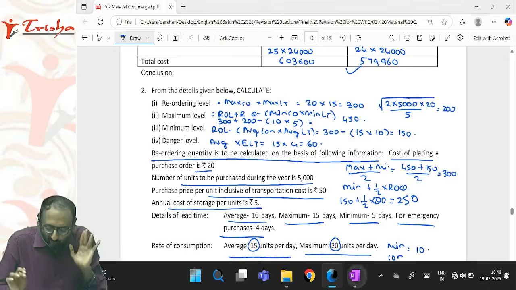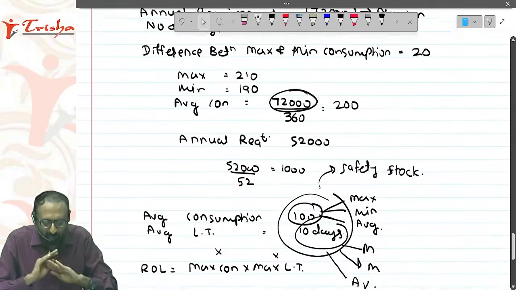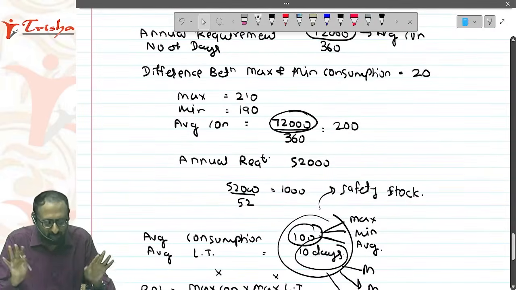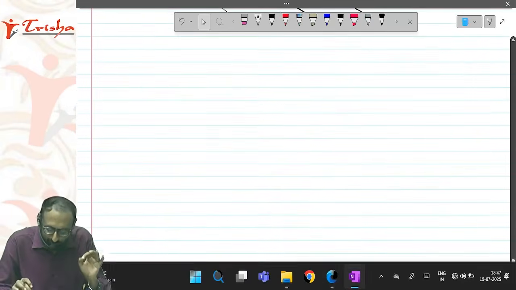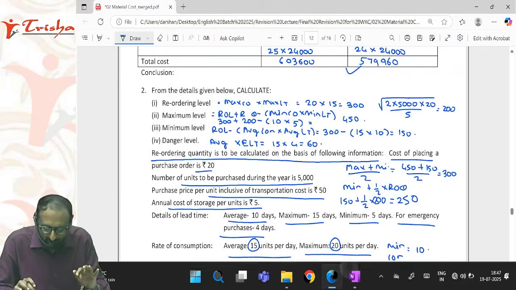So these are all tricky adjustments. Sir, every tricky adjustment of this type I have discussed with you. Let's move with the next part, guys.